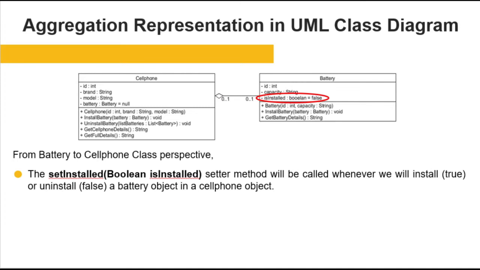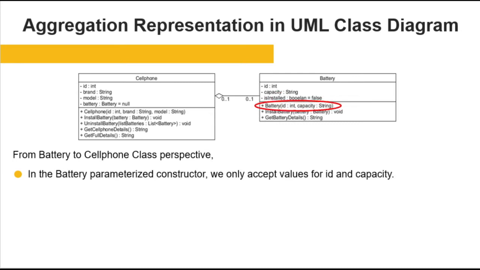The setInstalled setter method, which accepts a Boolean value, will be called whenever we install, that is true, or uninstall, that is false, a battery object in a cell phone object. Notice that the default value of the Boolean installed class field is false inside the battery class. This is to simulate that a battery, unless installed on a cell phone, is by default considered to be not installed upon creation. In the battery parameterized constructor, we only accept values for ID and capacity as its parameters.